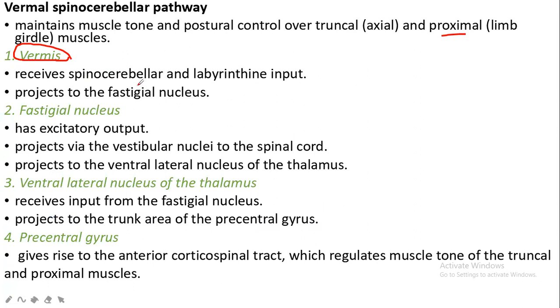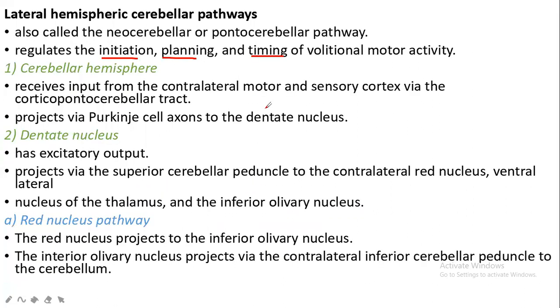This one works not only with the fastigial nucleus, but also with the nucleus interpositus, and mainly it's the nucleus interpositus, remember the emboliform and the globose. The dentate nucleus has an excitatory output and projects via the superior cerebellar peduncle to the contralateral red nucleus. So remember that, the contralateral red nucleus, because the cerebellum has ipsilateral control. So the contralateral red nucleus and the ventrolateral nucleus of the thalamus, and also the inferior olivary nucleus, through the tegmental tract.